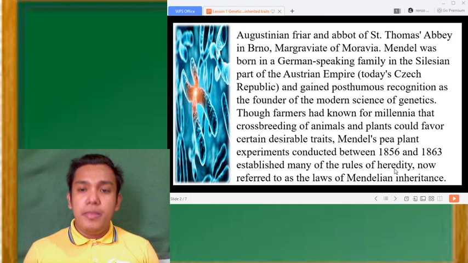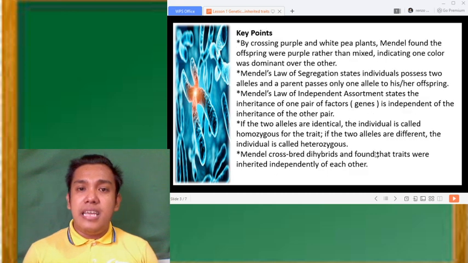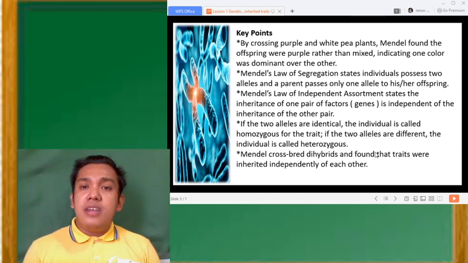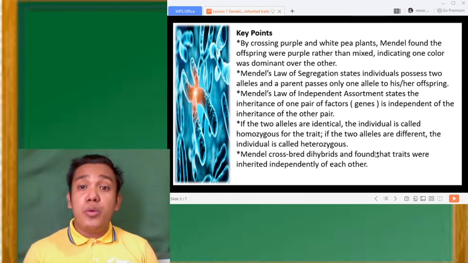Mendel's pea plant experiment, conducted between 1856 and 1863, established many of the rules of heredity now referred to as the laws of Mendelian inheritance. So the key points of this study are these. Number one, by crossing purple and white pea plants, Mendel found the offspring were purple rather than mixed, indicating one color was dominant over the other.